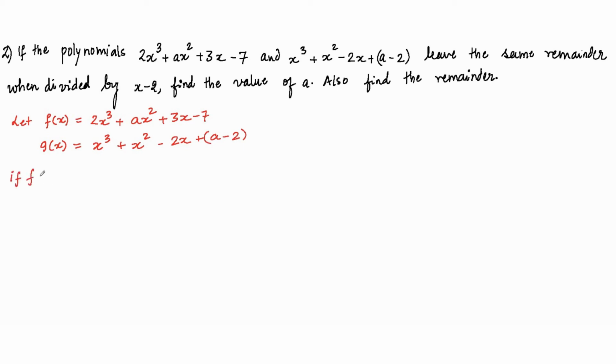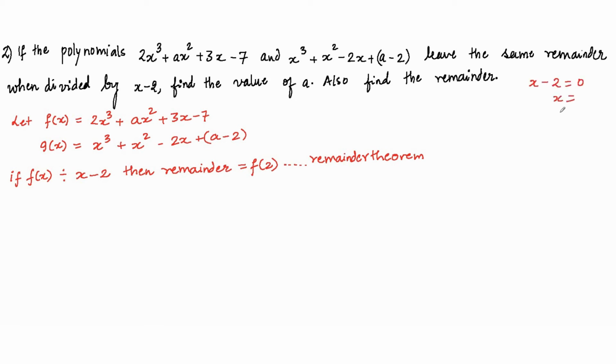So if f of x is divided by x minus 2, then I know that the remainder is going to be f of 2. This is again according to the remainder theorem, so I should explicitly state that. And how did I find the value of a? I equated the divisor to 0. So either I do x minus 2 is equal to 0, which means x is 2, or I compare x minus 2 with x minus a, and I notice that a is equal to 2. So now I can find the remainder, which is f of 2.